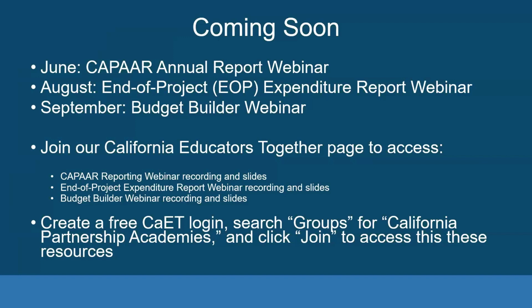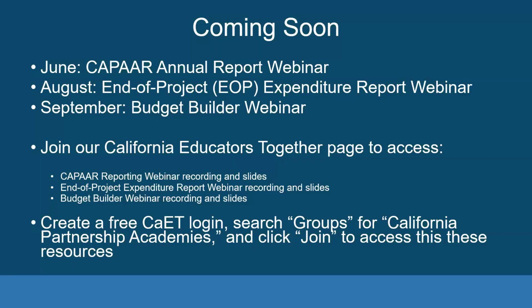All of that has already been uploaded to the website California Educators Together, which you can see in the middle of the screen. If you haven't yet joined our California Educators Together page, please join us. We're posting lots of good stuff on there for you. So you'll simply go to that website, and then in the top right-hand side, there is a login. So either create a login, or maybe you already have one. And once you're logged in, search for groups and type in California Partnership Academies, and you'll find our page. You just click the join button, and you can access all of our webinars.